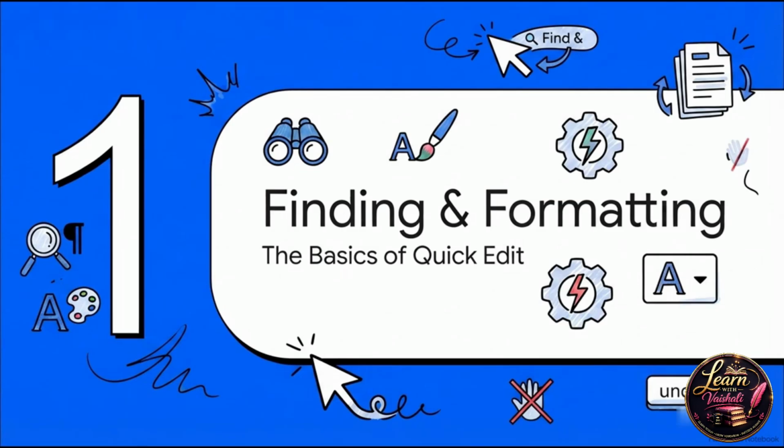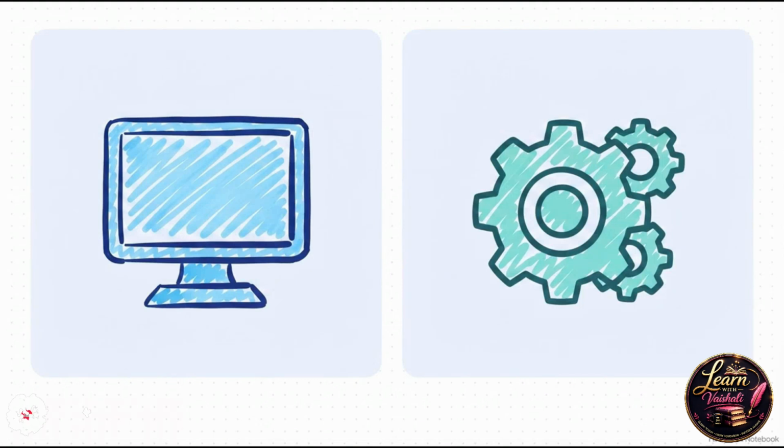All right, kicking things off with Section 1, Finding and Formatting Text. This is all about the basics of quick editing so you never have to do manual, repetitive editing again. Just think about how much time this single feature can save you. Imagine you've typed up a massive 50-page document. It's huge, and throughout that entire document, you use the word computer.